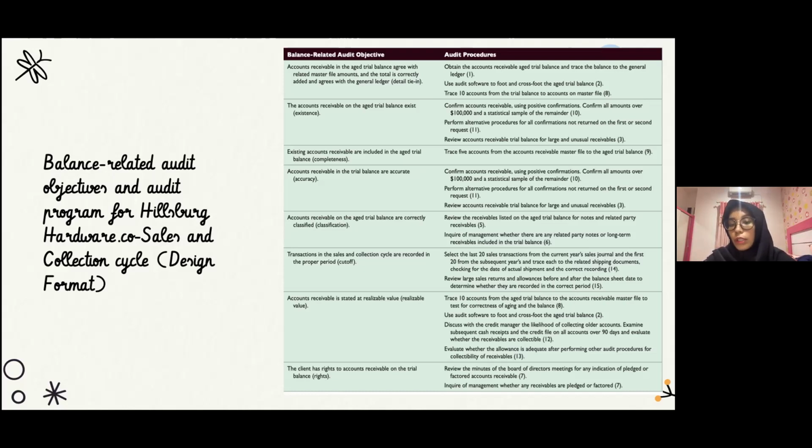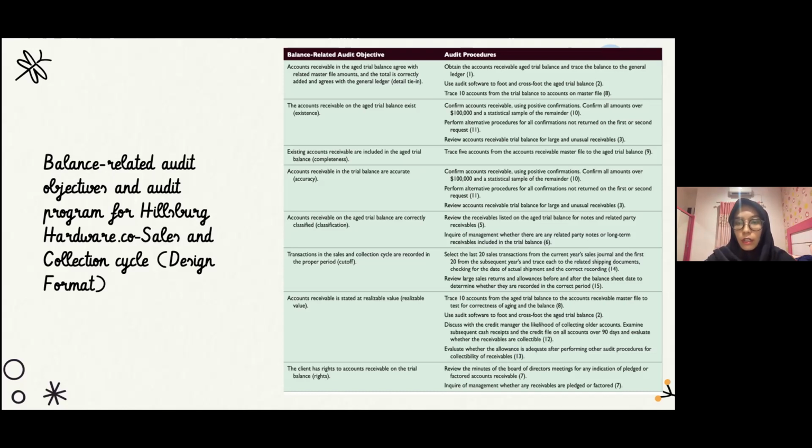And then use audit software to foot and cross-foot the age trial balance, and discuss with the credit manager the likelihood of collecting older accounts. Examine subsequent cash receipts and the credit file on all accounts over 90 days and evaluate whether the receivables are collectible. And then we evaluate whether the allowance is adequate after performing other audit procedures for collectibility of receivables.